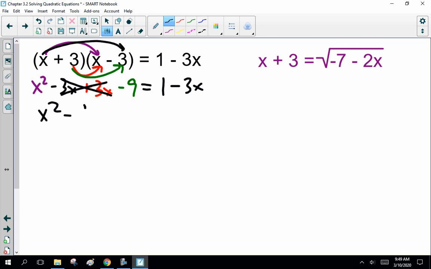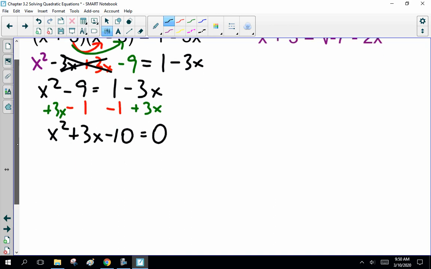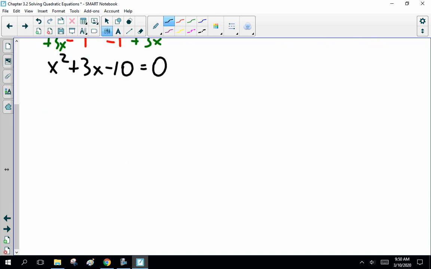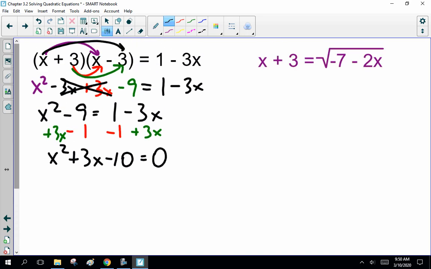This is x squared minus 9 equals 1 minus 3x. Now, as I said, you've got to get everything on one side. So minus 1 from both sides and add 3x. X squared plus 3x minus 10 is 0. So, can we factor that? Yes. I'll leave you guys to factor and solve that.